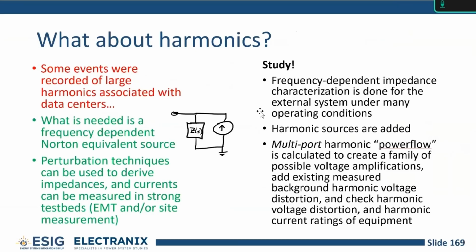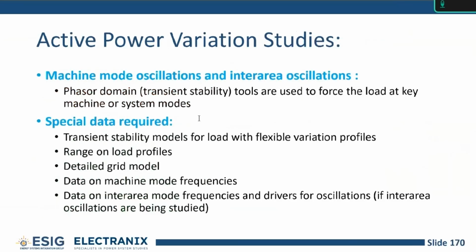Active power variation studies, and you'll notice there's a theme here: you need data, right? You need modeling data to do these studies properly. So machine mode oscillations and inter-area oscillations, we can use phasor domain tools for this. So if you have a PSSE model or another phasor domain tool, you can build a load model that oscillates at whatever frequency you're worried about, let's say 1.5 hertz, and drive it at that frequency and see what the amplification looks like in your power system. Yeah, I won't say much more about that. This might turn into an interesting problem, and the same thing can be done for inter-area oscillations.